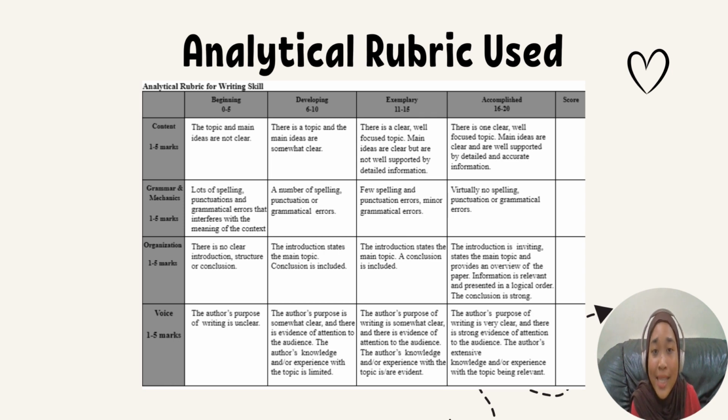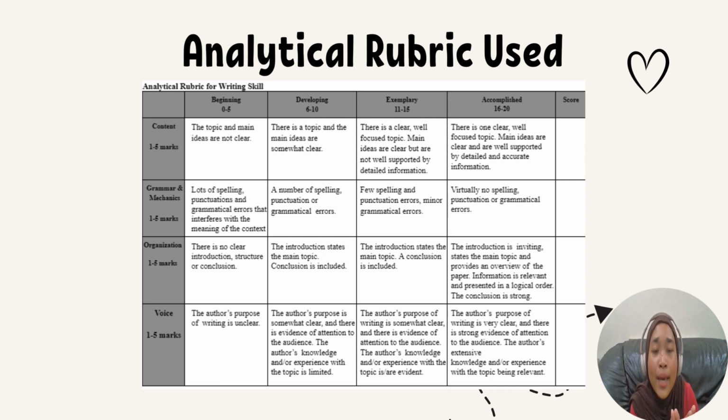So as you can see, this analytical rubric has very specific criteria that the students need to accomplish or reach. For example, as I stated here, the content, the grammar and mechanics, organization, and also the voice. So the analytical rubric is very precise about what the students have to reach, so that they follow the rubric evenly and get higher marks.